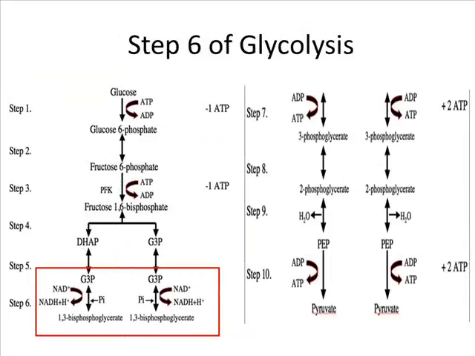Step 6 of glycolysis. We can see that the fructose 1,6 biphosphate has split into G3P and DHAP. That DHAP is then converted to G3P. So in step 5 we have glyceraldehyde 3-phosphate on the left and glyceraldehyde 3-phosphate on the right. So glyceraldehyde 3-phosphate, or G3P for short. So this is important because the fructose 1,6 biphosphate has been split into two, and each of these glyceraldehyde 3-phosphates contain a phosphate. So we'll see this in the next stage.